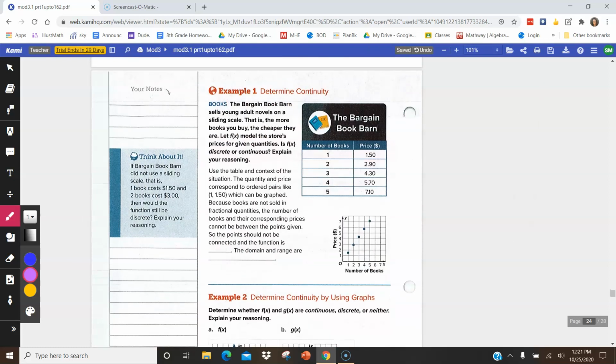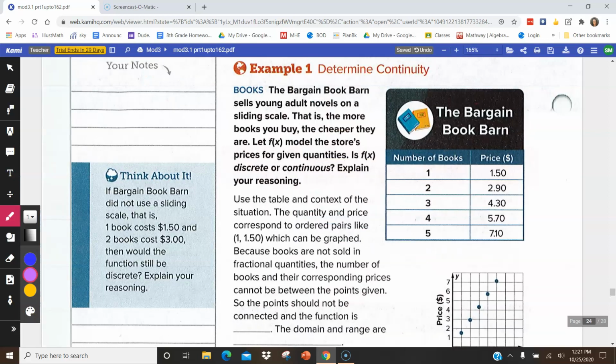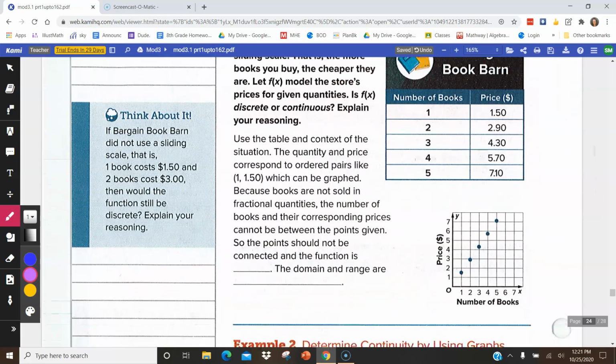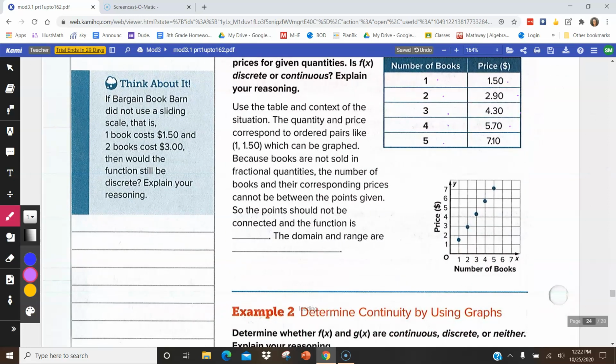So in this graph here, if I'm looking at the Book Bargain Barn, we're noticing that if I have a certain function, they want to know if this is a continuous or discrete function. If I'm looking at this, I have a number of books and here's my price: 2 books, $2.90; 3 books, $4.30; 4 books, $5.70; 5 books. So you go to those places, they have a general rate for some books. Certain books cost a certain amount of money. You can graph that number of books, and here's our dollars that we're going to spend.